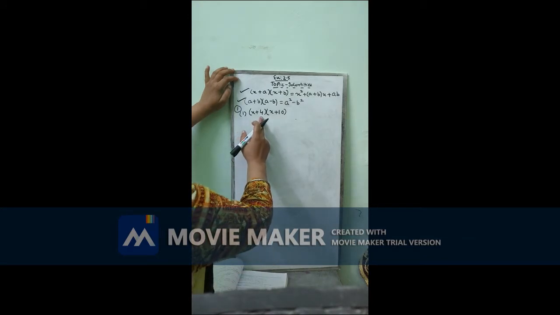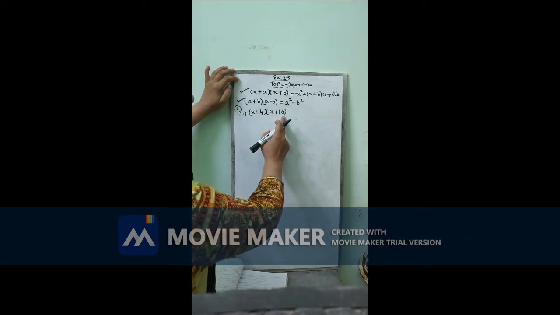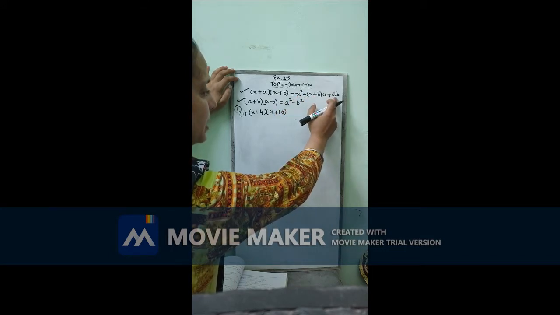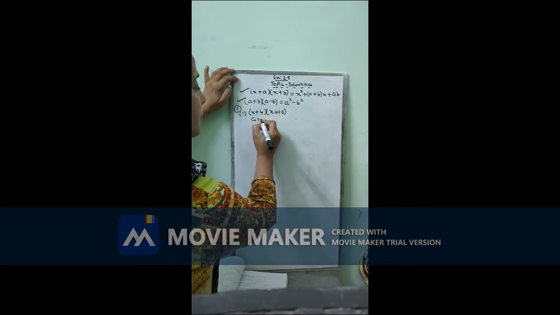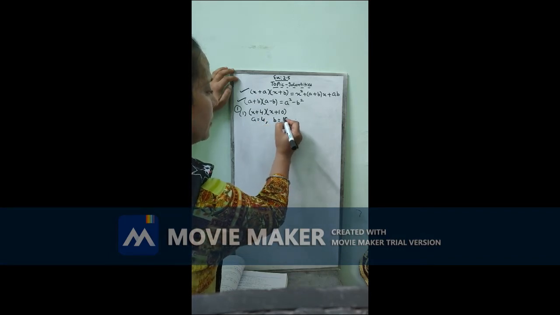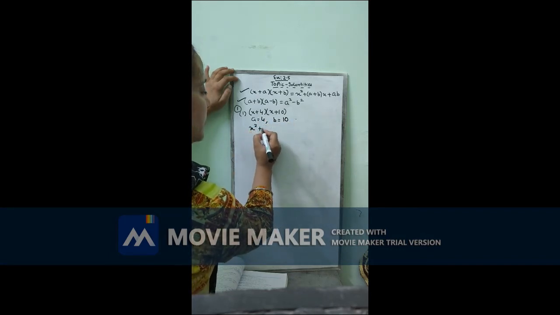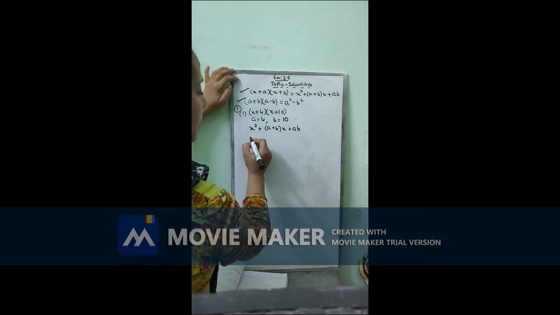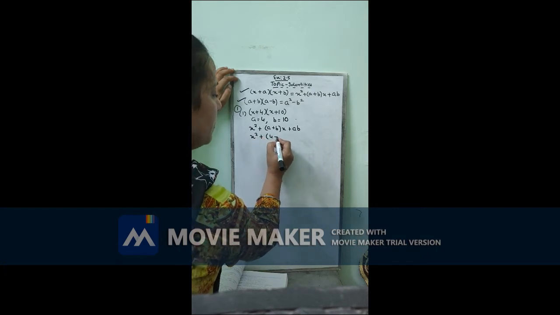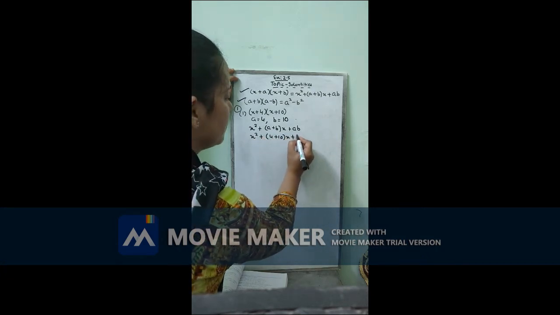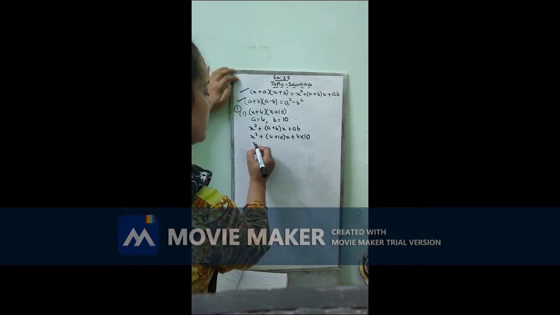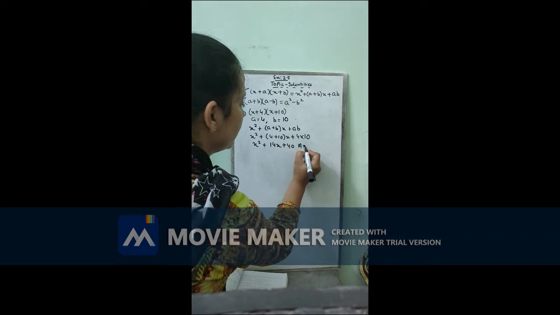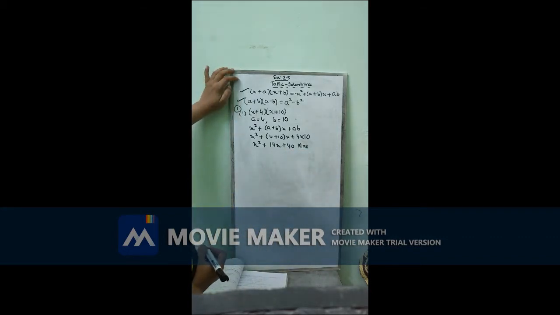Now in first sum, (x plus 4) into (x plus 10). See, identity is x square plus (a plus b) into x plus ab. So your a is 4 and b is 10. What you will do, x square plus (a plus b) into x plus ab means x square plus (4 plus 10) into x plus 4 into 10. Your answer is x square plus 14x plus 40. Is it clear? X square plus 14x plus 40.